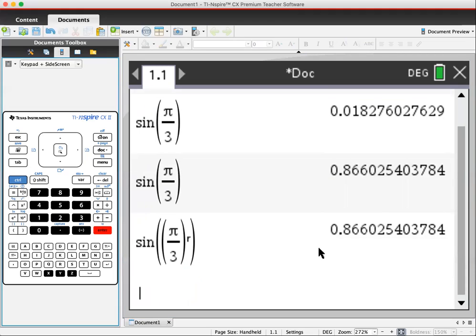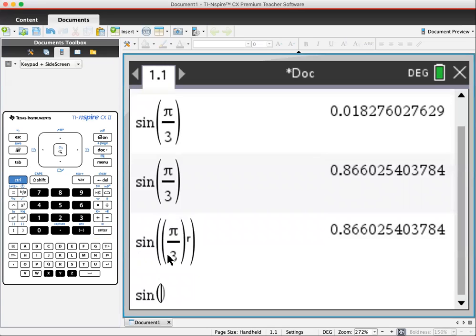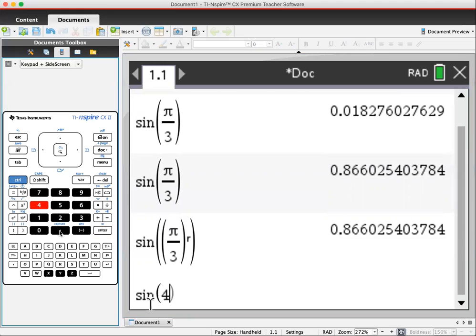So you're going to have to do some calculations in the notes using radians. One thing you'll have to do, I'll show you this too, is sine of 4.5 radians. I'm actually going to put this in radian mode. So now I'm in radians.